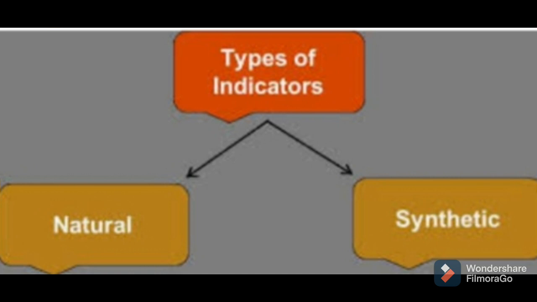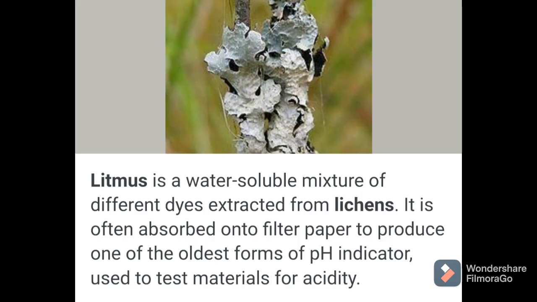The indicators which are synthesized in the laboratory are called synthetic indicators. In your textbook, phenolphthalein is a synthetic indicator because we just make it in the laboratory, and litmus is called a natural indicator. Why? Because we get litmus from the plant lichen, that's why it is called a natural indicator. Okay, that we will study in my next video lecture.